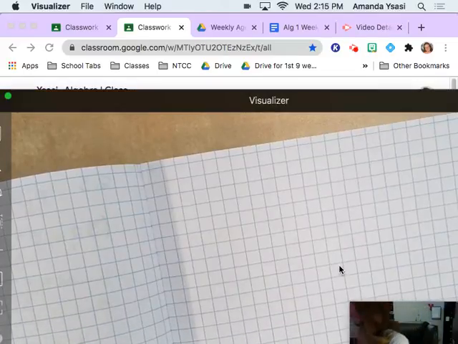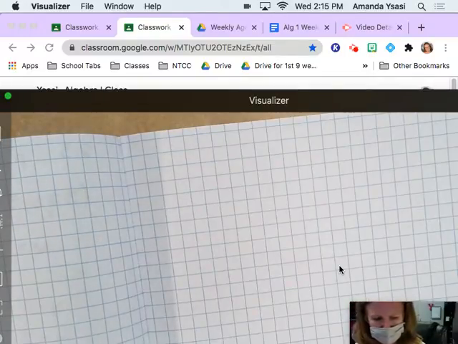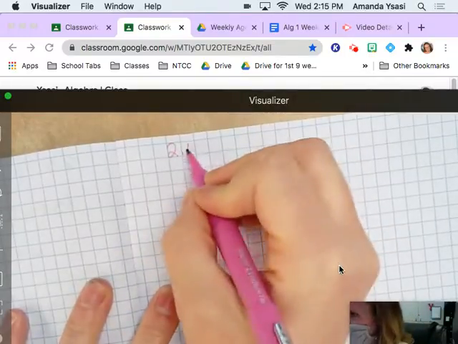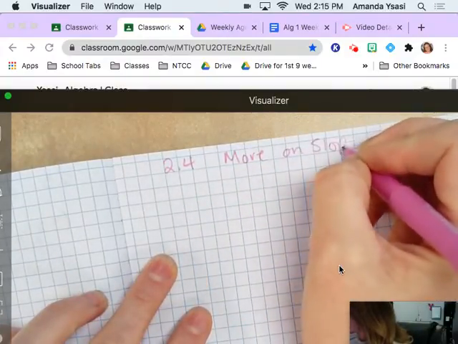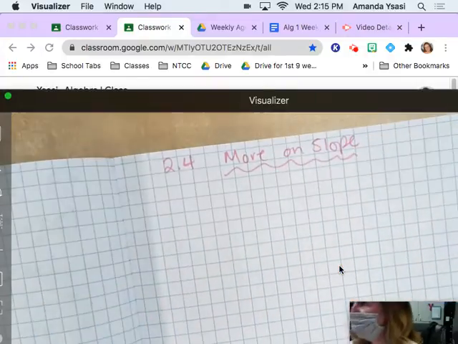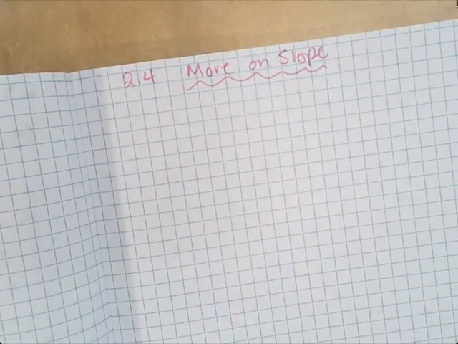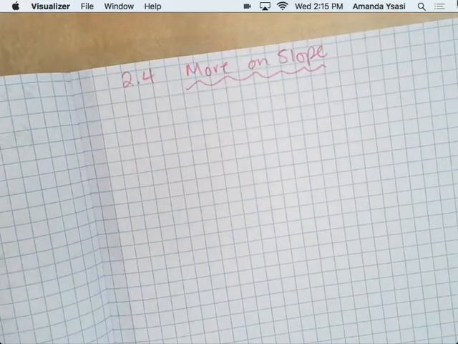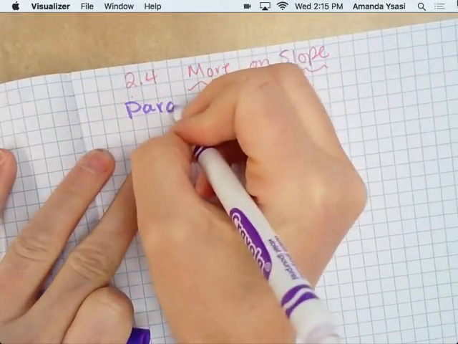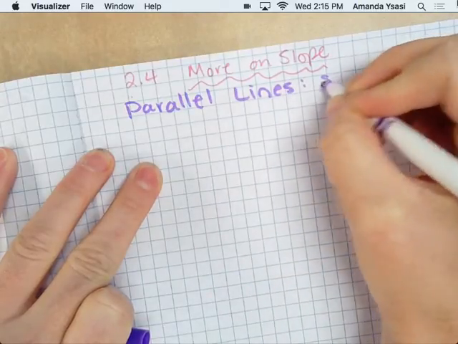Okay, let's look at 2.4. 2.4 is more on slope. Okay, so a little bit of review would be about parallel and perpendicular lines. If we have parallel lines, what do we know about their slope? Yep, same slope.